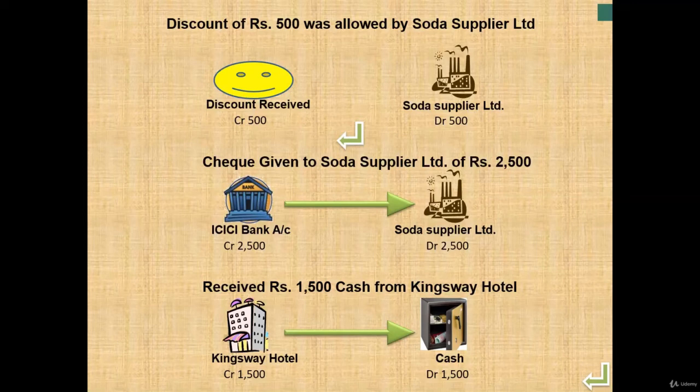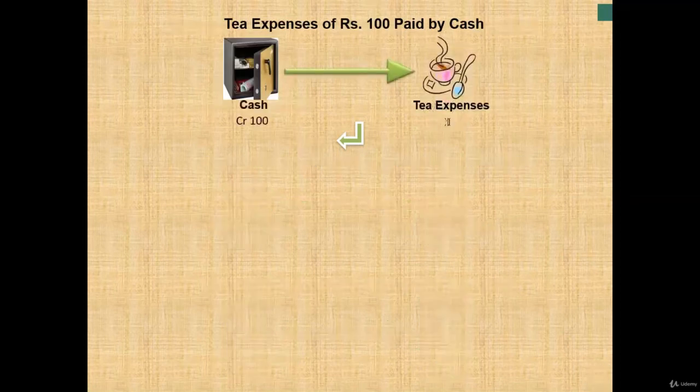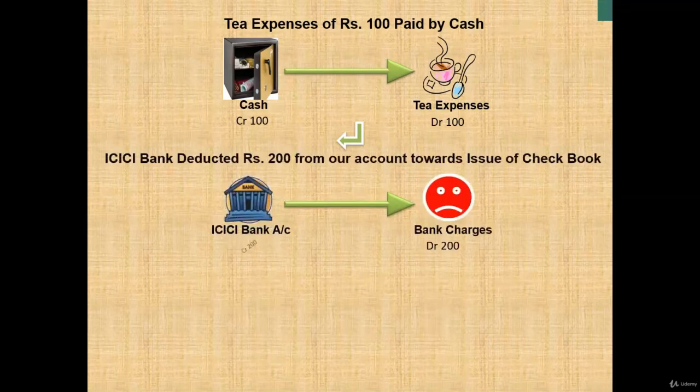Now the next transaction is received rupees 1,500 in cash from Kingsway Hotel. We are receiving the cash from Kingsway Hotel. So cash is being received, so the real account is increasing. We'll debit the cash account, and Kingsway Hotel is the giver of that cash. So as per the personal account rule, Kingsway Hotel account will be credited. Our entry will become cash account debit to Kingsway Hotel account. Is this clear? Now our next transaction is tea expenses of rupees 100 paid by cash. Tea expense is my nominal account and the expenses will be debited as per the rule. So tea expense account debit to cash account, as cash is a real account and it is decreasing.